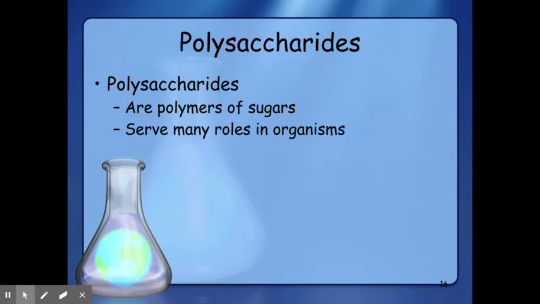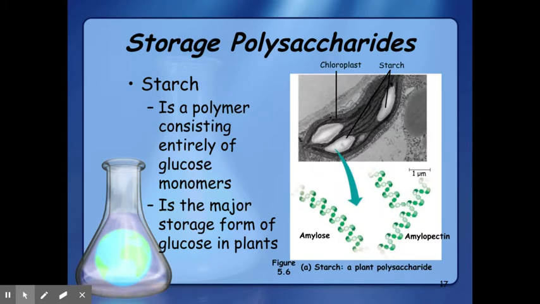Poly meaning many. It's just the polymer, basically, of a polysaccharide would be a carbohydrate. Okay? The polymers of sugars. They can serve a lot of roles. We'll go through some examples here and also their function.